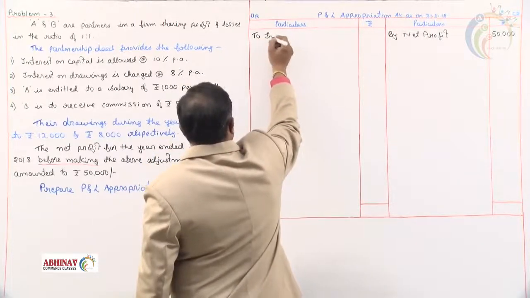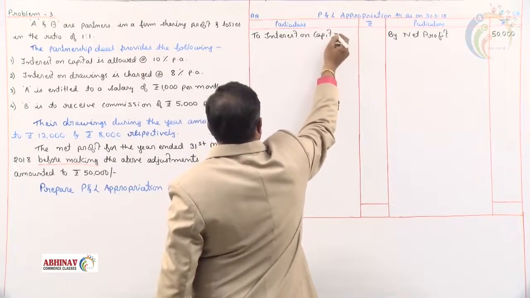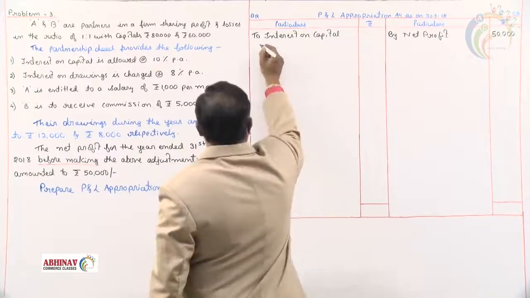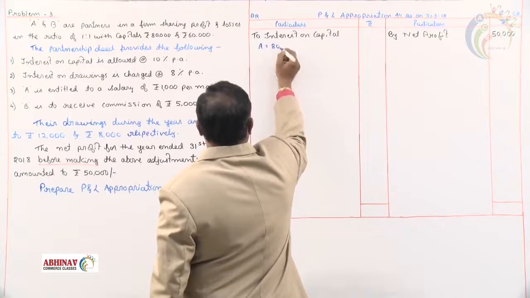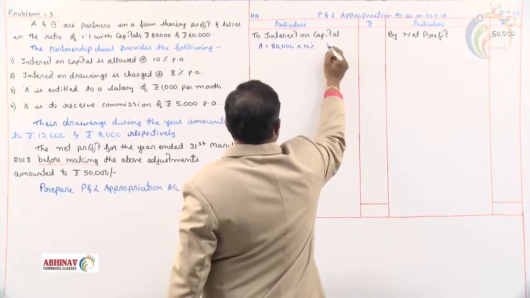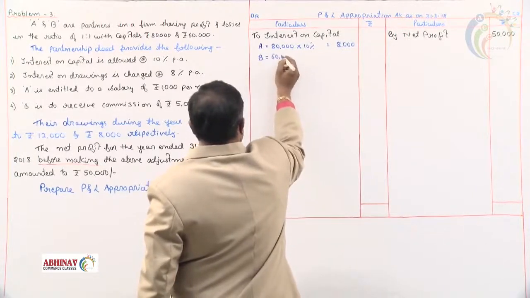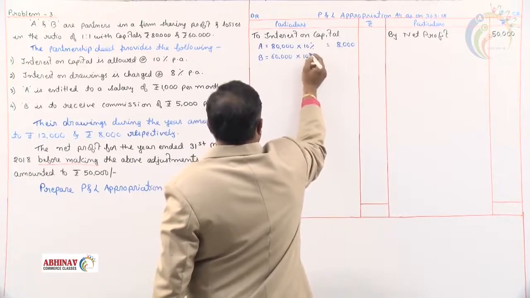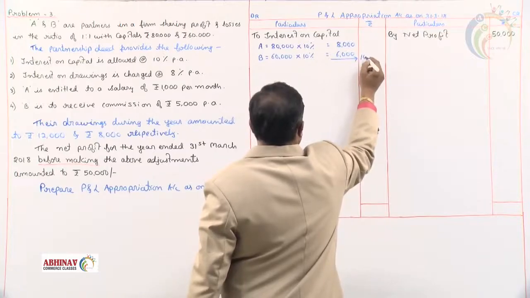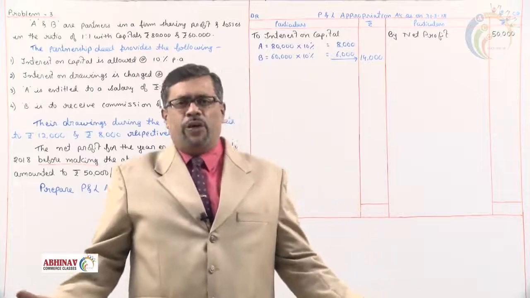Interest on capital. Let us check out. There are two partners, A and B. So the capital of A is 80,000. He is getting the interest at 10%. 10% of 80,000, what we get is 8,000. Capital of B is 60,000. Of that 10%, which comes to 6,000. So the total interest is 14,000. We can do it directly in the account or prepare a separate working note for that.